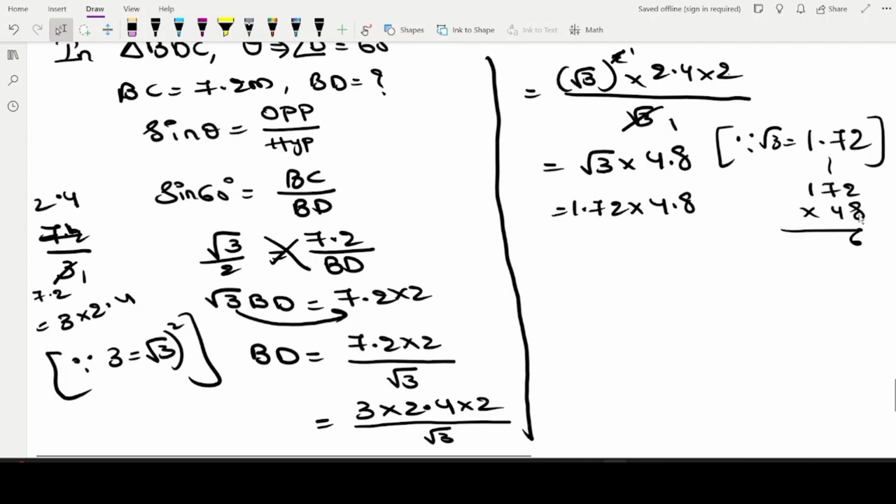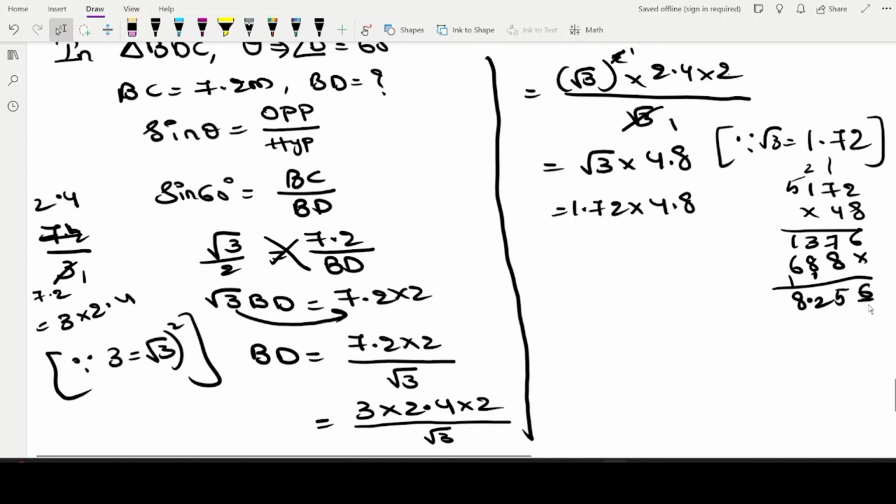8 twos are 16, 56 plus 1 is 57, 8 ones are 8, 8 plus 5 is 13. 4 twos are 8, 4 sevens are 28, 4 ones are 4, plus 2 is 6. This becomes 15, this becomes 12, this becomes 8. So you have a point after one number here and two numbers here. So 1 plus 2, which is 3, after three numbers.